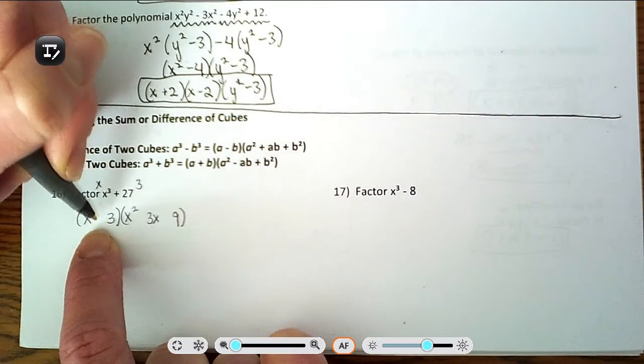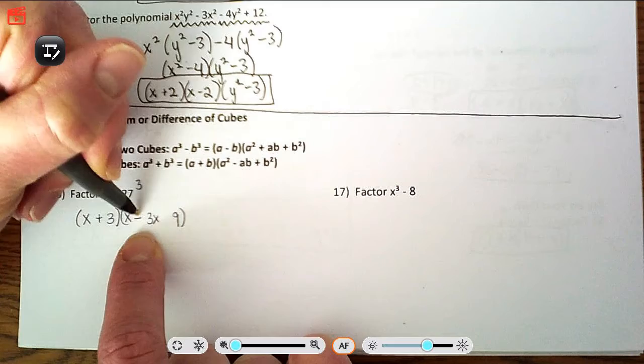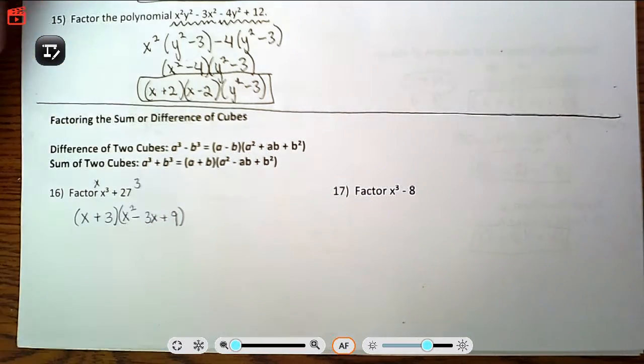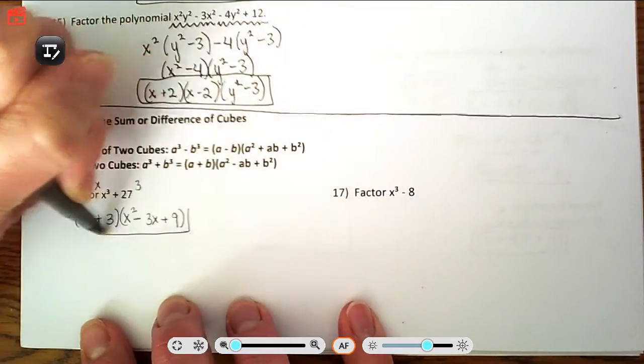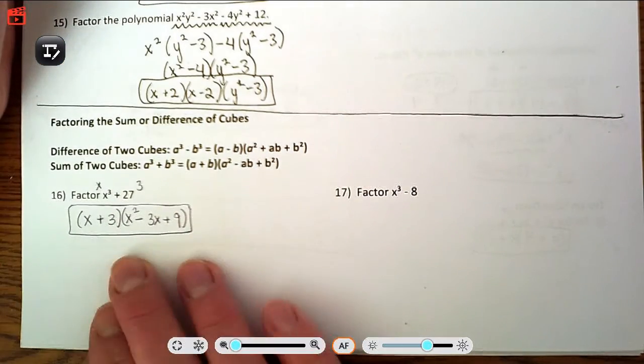Then my signs are going to be same, opposite, plus. Okay, and that's how we factor that. So it's a bit of grunt work to work through that formula, but then you're done.